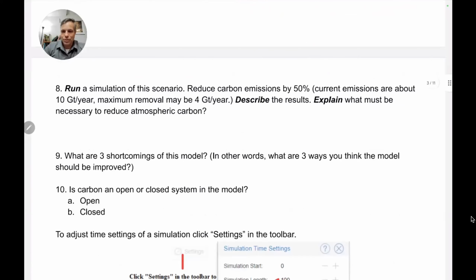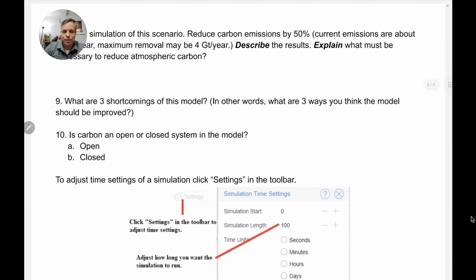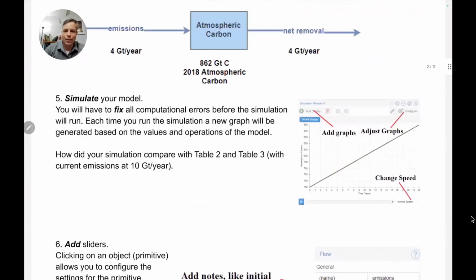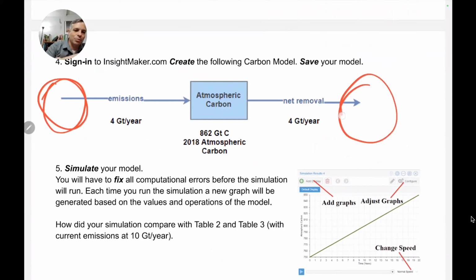I'm going to skip through some stuff here, like what are shortcomings of the model, which are good leading questions. But anyway, let's get to, is this an open or closed system? Well, it is definitely an open system. It's an open system because we don't know what the source is here, and we don't really care what the sink is.